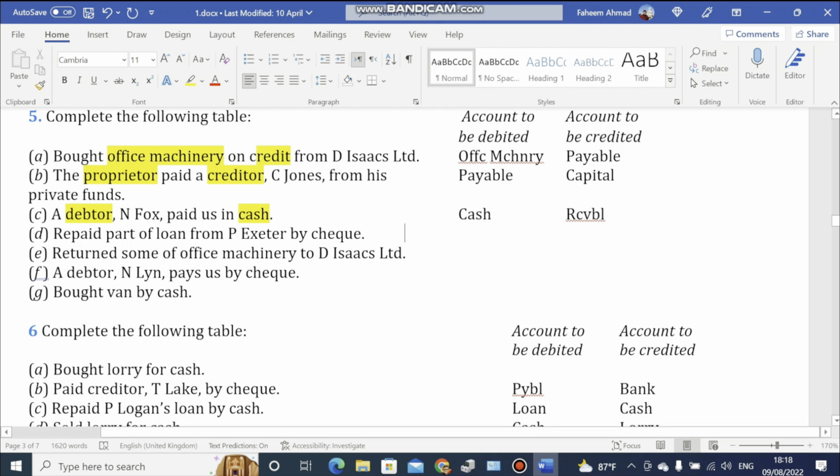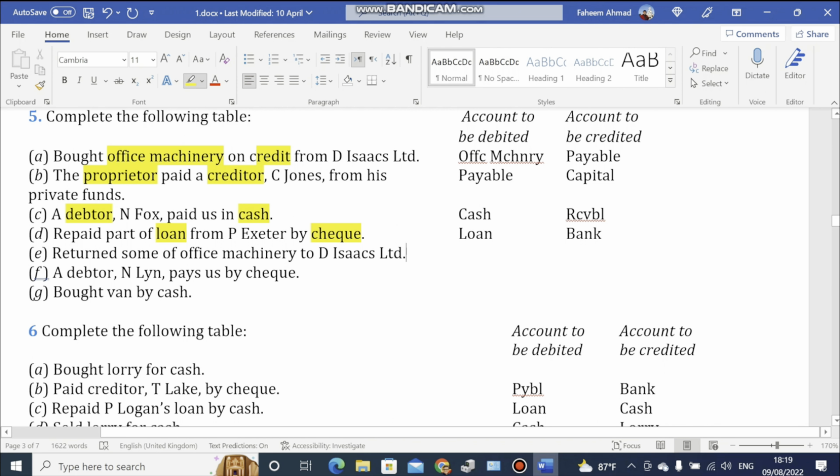Okay, next we got D. So we got loan and we got check. Okay, so loan has been paid off. Loan is a liability. Paid off. It means loan balance is decreasing. Liability decreasing. Liability decreases, debit. Next it is paid by check. So check means bank account. Bank account is an asset. When we paid by check, our bank balance is decreasing, asset is decreasing. So bank, credit.